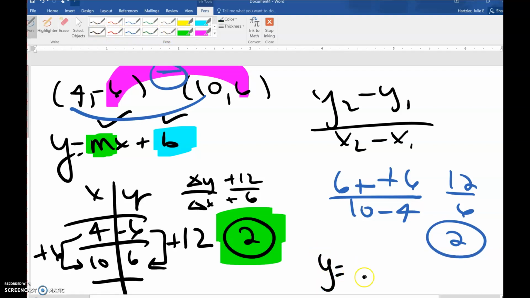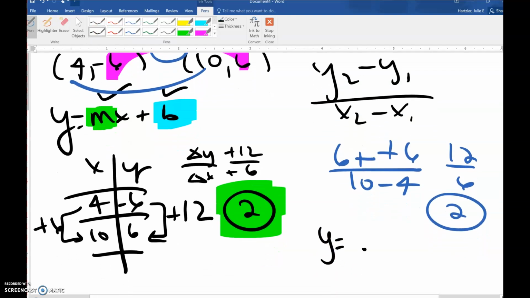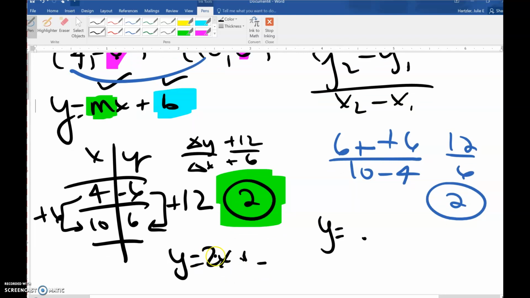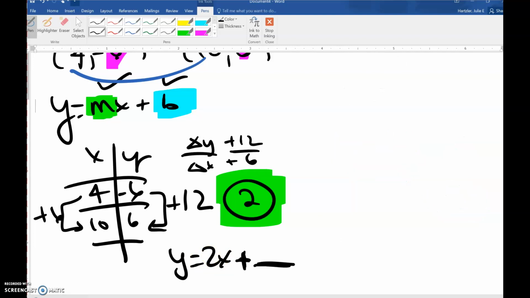Y equals 2. I don't know why it does that sometimes. I get off the page and then my pen doesn't work. Y equals 2x plus... and it's cutting me off. All right, I'm going to get out of here and I'll come right back. But go ahead, and now we need to try to figure out b. Okay, I think I got it to work, but we'll see.